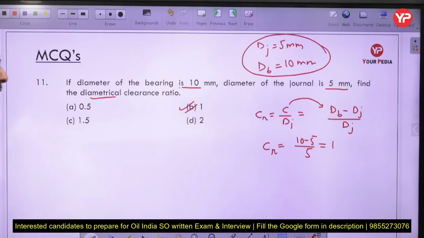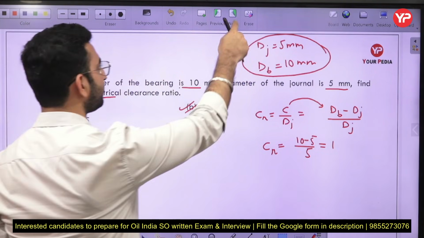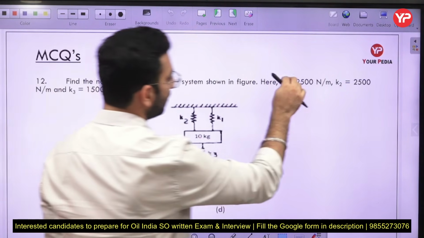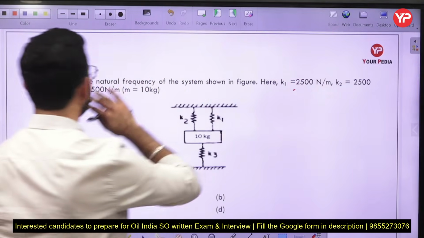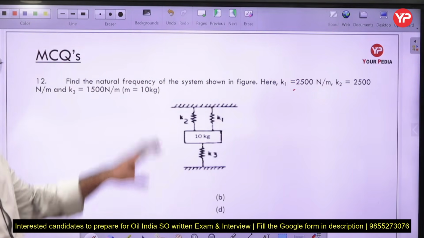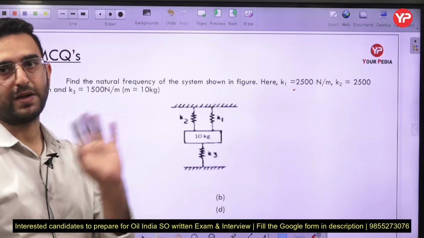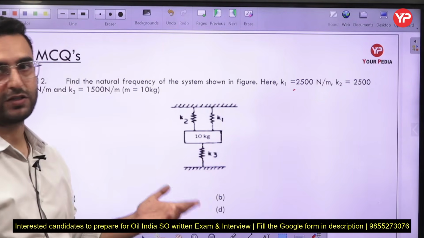So that is again a very simple case. That formula is there. Next, find the natural frequency of the system shown in the figure. Stiffness K1, K2 and K3 is given to us, and also the mass is given to us. There is no option because in the paper there are no options mentioned. So you can raise the objections also.